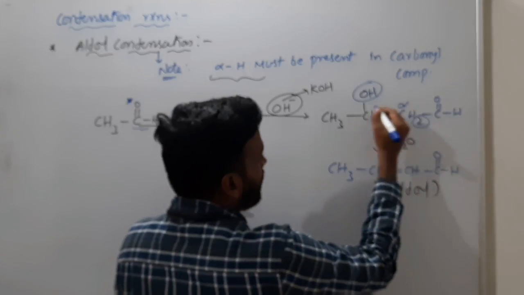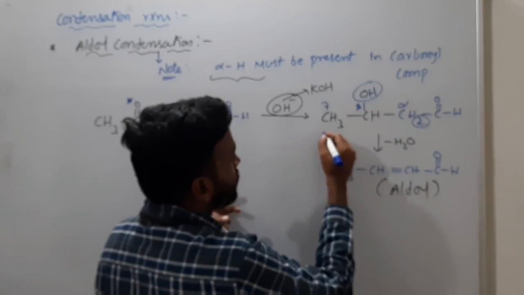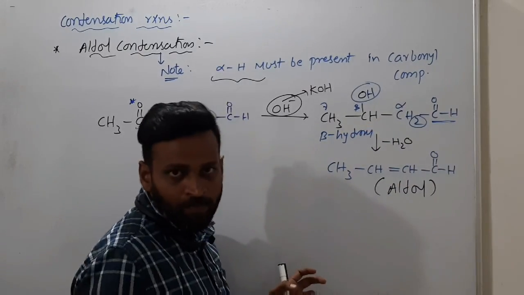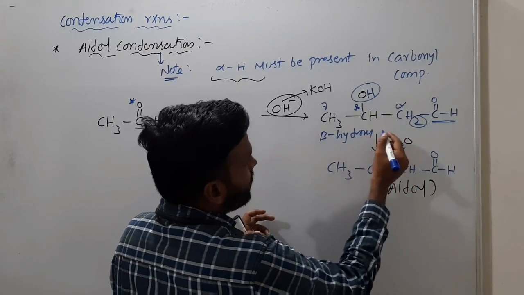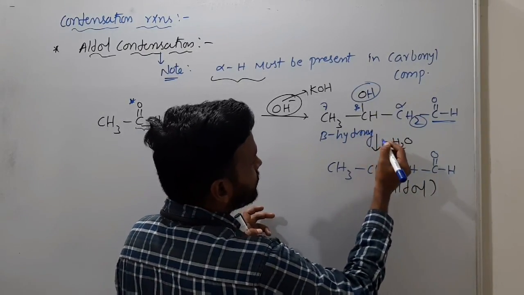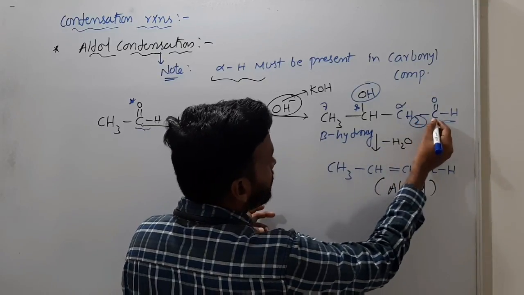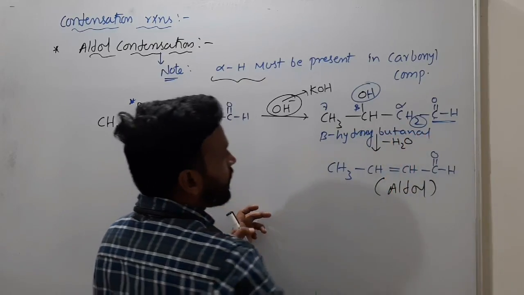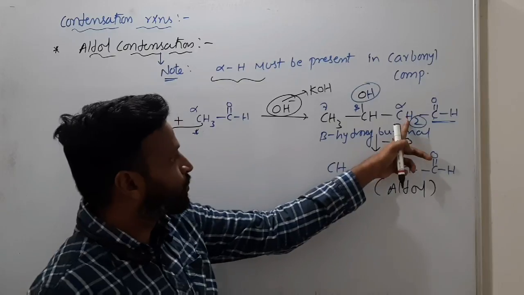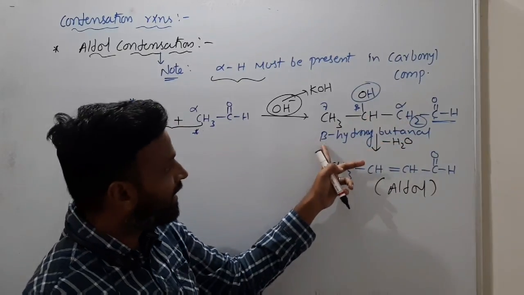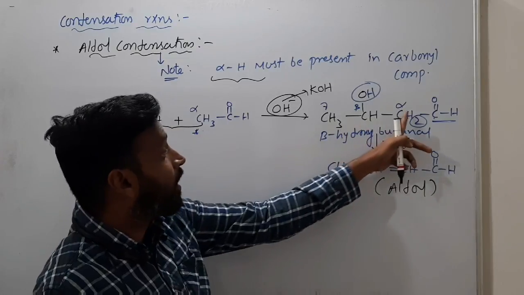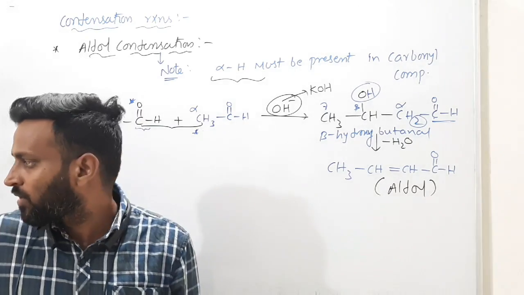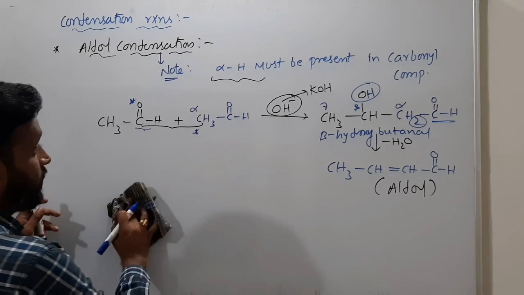What is the name of this one? Alpha, beta and gamma. We call this beta hydroxy, because this will be the main functional group, no? So the beta carbon has a hydroxy, so beta hydroxy. 1, 2, 3, 4, butanol. 1, 2, 3. 3-hydroxy butanol, otherwise beta hydroxy butanol. Very important. This is what aldol condensation is.